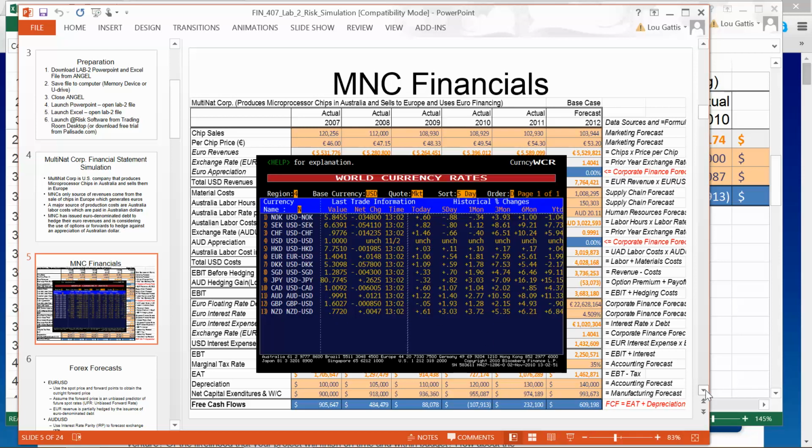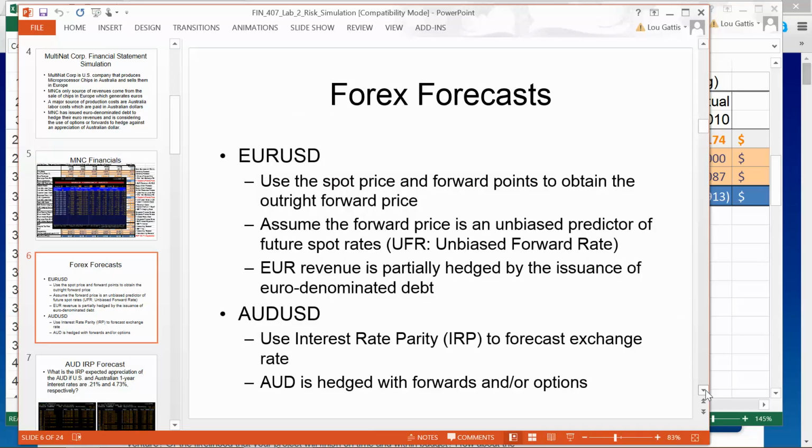We're going to use interest rate parity and the unbiased forward rate to get a forecast of exchange rates for next year, to get to US dollar costs and revenues. For the euro, we'll just use interest rate parity. So we'll look at the interest rate on US and German debt.